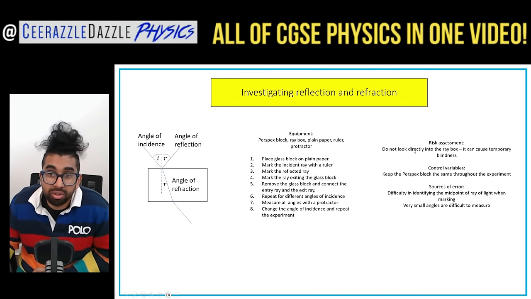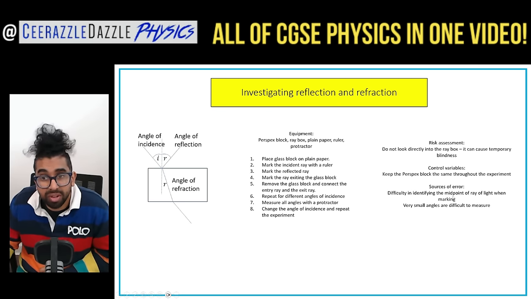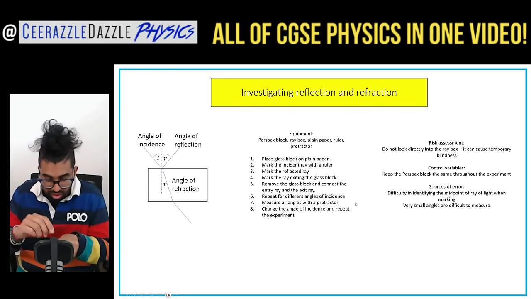The risk assessment: do not look directly into the ray box. It can cause temporary blindness. Control variables: you must keep the perspex block the same throughout the experiment. Sources of error: difficulty in identifying the midpoint of the ray of light when marking, because it's quite difficult when you're using the ray box.